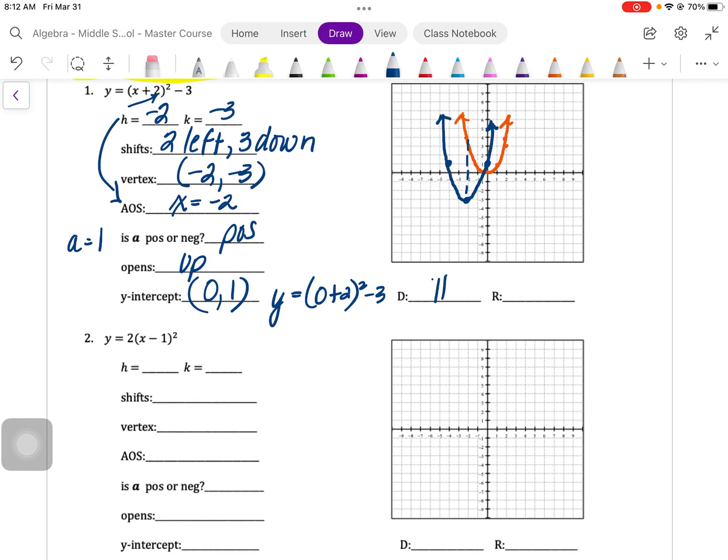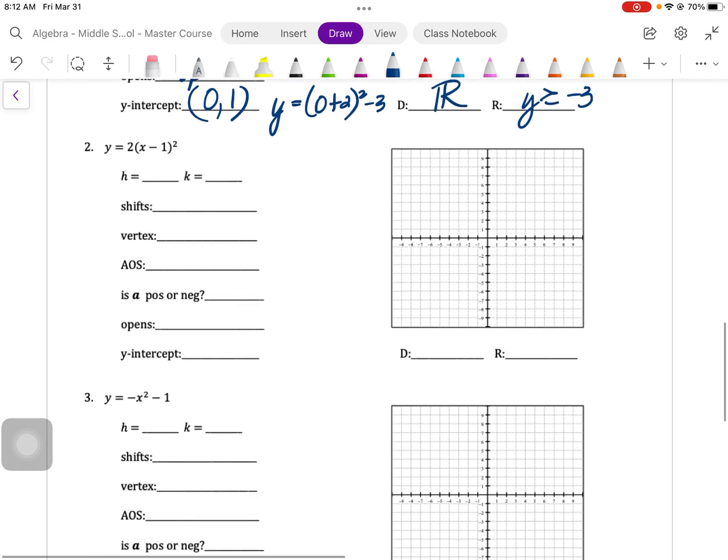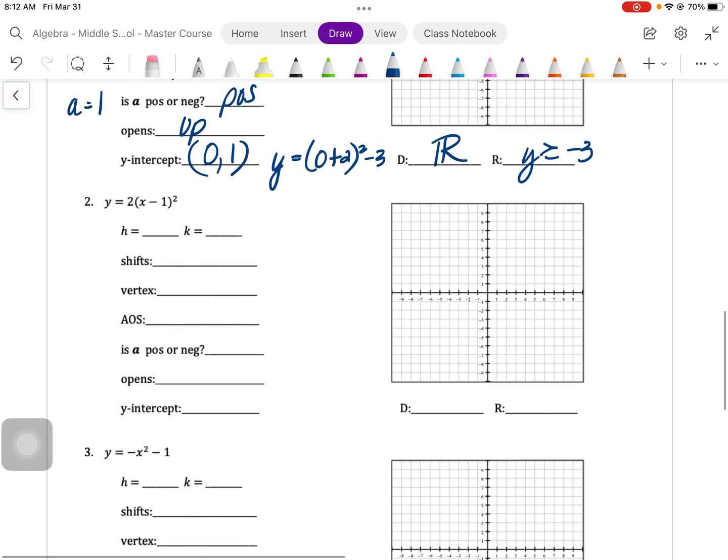Okay. We can see that the domain is all reals. Y is going to be greater than or equal to -3, which is always the y value of the vertex. I can see that that graph is the same shape as the parent function. It just shifted 2 units left and 3 units down. All right.